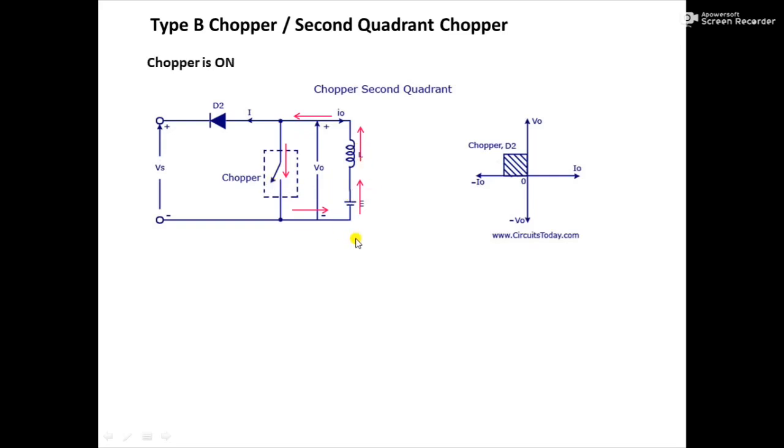Now, second case is when the chopper is off. When the chopper is off, now see what is happening here. When the chopper is off, this load voltage becomes equal to this DC supply voltage. You have an open terminal here, so output voltage V0 becomes equal to DC supply voltage plus the voltage induced in this inductor. The voltage induced in this inductor is L into di by dt. So your output voltage V0 becomes the sum of this voltage E and L into di by dt.